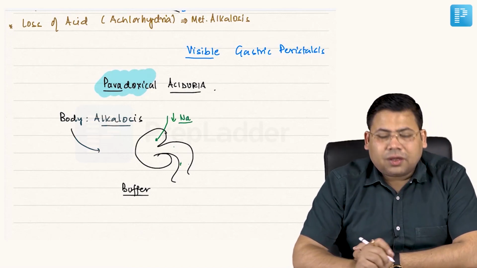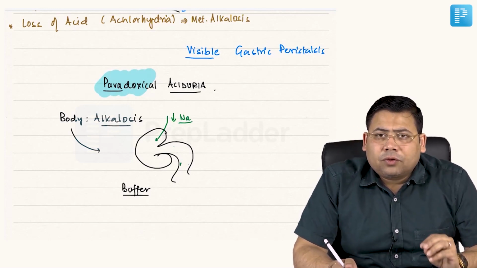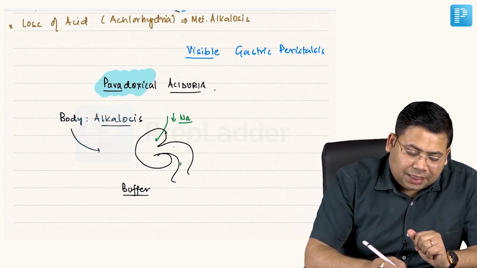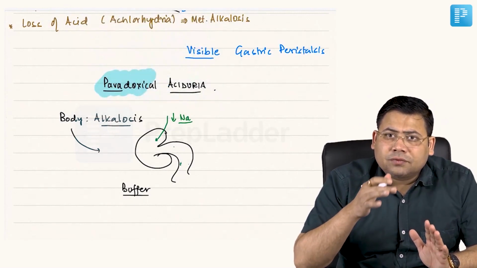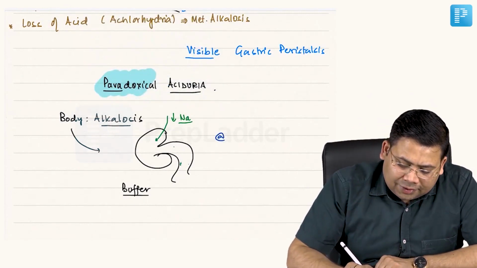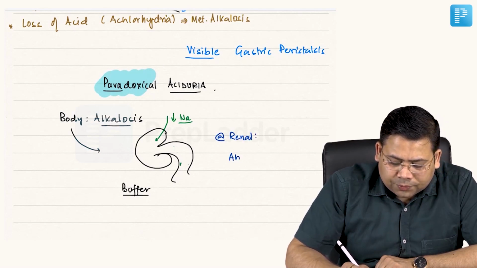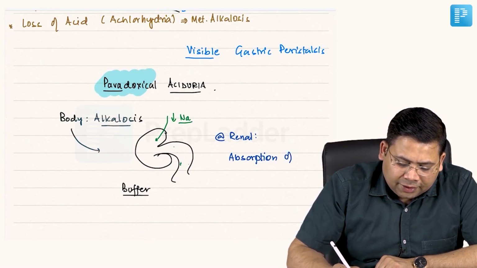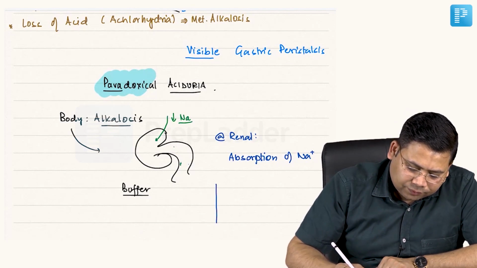sodium. We are also having diminished sodium. Now sodium is the most important element for the body, and what happens at the level of kidney gives more priority to conserve the sodium. So at the renal level, there is absorption of sodium. Now try to understand, if there is absorption of sodium, how the things change.